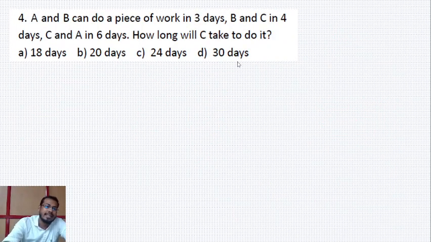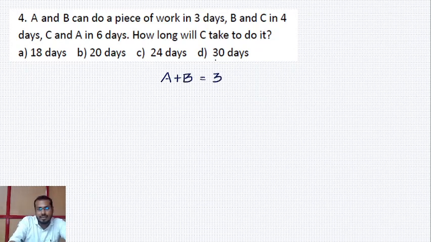Right. And the next question. A and B can do a piece of work in 3 days, B and C in 4 days, C and A in 6 days. So here a couple of persons are working. I will write here A plus B. A plus B completed the work in 3 days. And B plus C working together can complete it in 4 days. Then A plus C can complete it in 6 days.